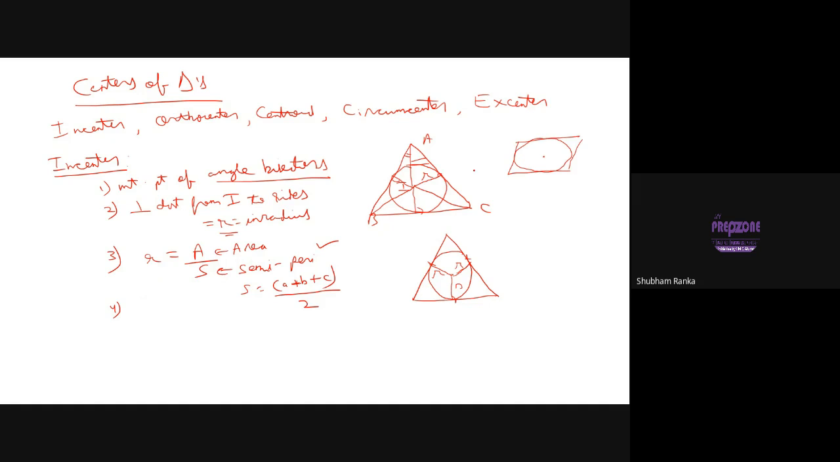So the incenter definition stays the same, just that the figures we apply it to are different. Here it was a triangle, now it is a rhombus, but the definition remains the same. Here again, the distance to the sides will be equal: R, R, R, R. And this R will also be area upon semi-perimeter. Right, sir. Okay, awesome. So this is the formula for the inradius as such.